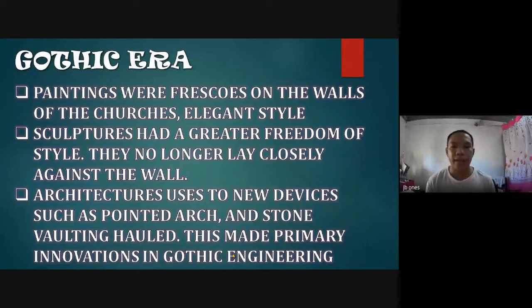So to their sculptures had a greater freedom of style. So sa Gothic era, naa nay freedom of style ang ilahang sculpture. They no longer lay closely against the wall. So kung mag-sculpt sila sa Gothic era, object na siya nagtindog mag-isa. Example mga monument sa UP. That is an example sa Gothic era na sculpture. Dili na daw sila nagadikit sa wall.